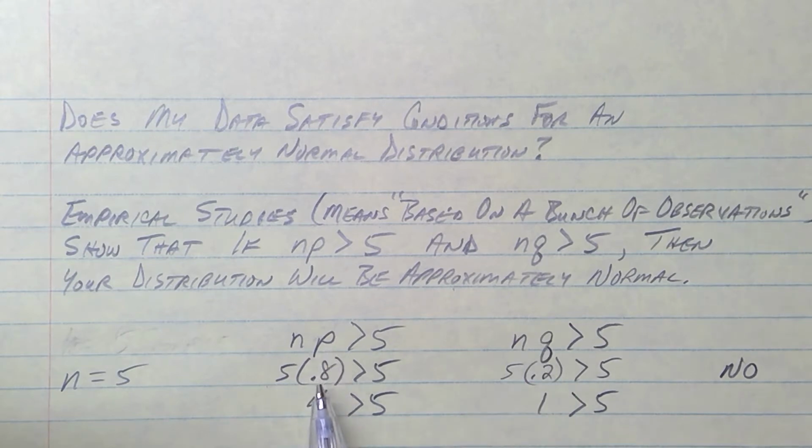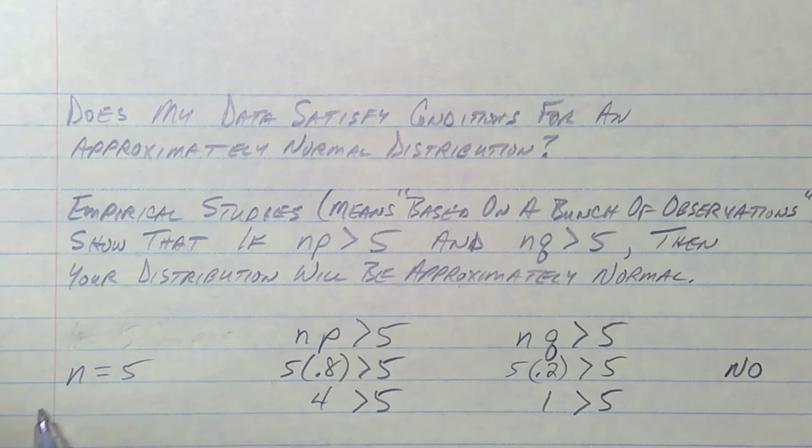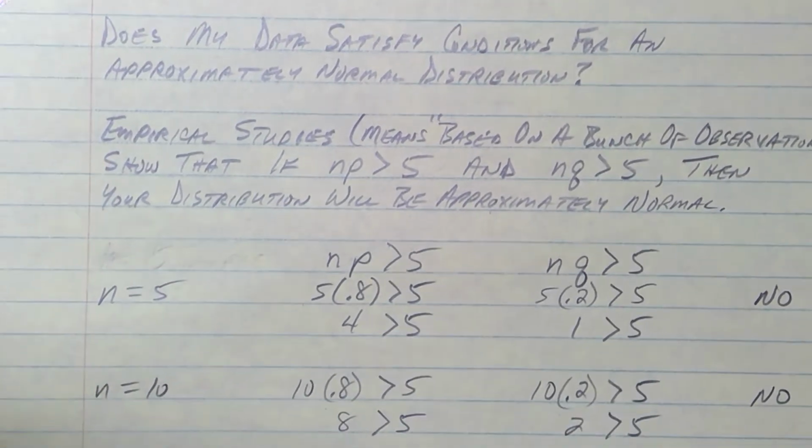Working out the rest of it here, Q is the rest of it. If the proportion of successes is 8 out of 10, then the proportion of failures is 2 out of 10. And if I have 5 observations, I watched 5 games, times 0.2, that only equals 1, so that's not greater than 5 either. So what it means is I need more than 5 observations to assume that my data distribution will be approximately normal.